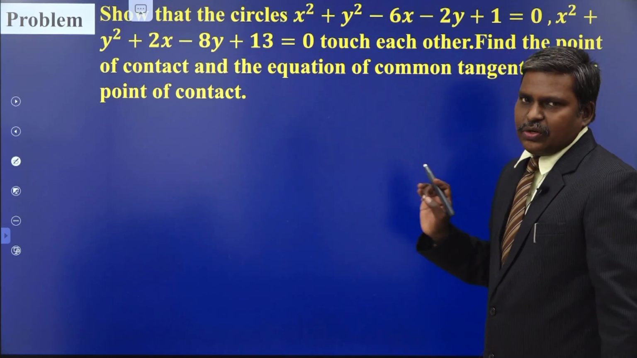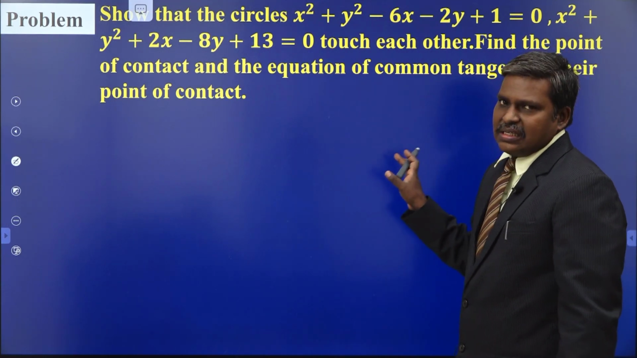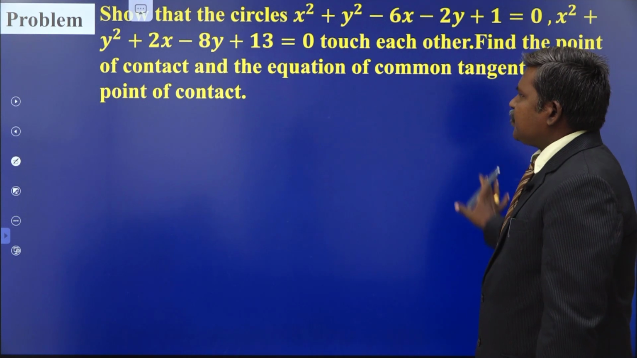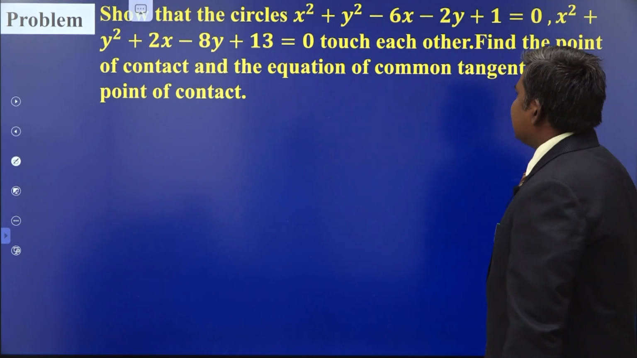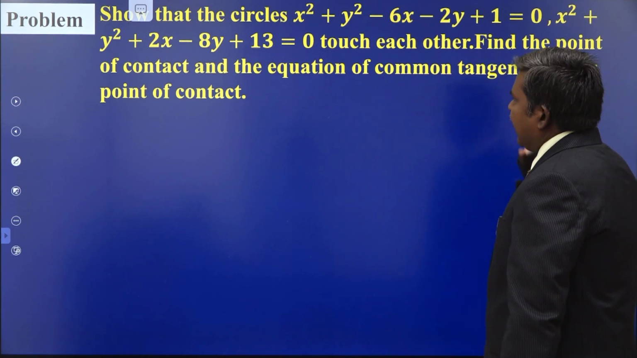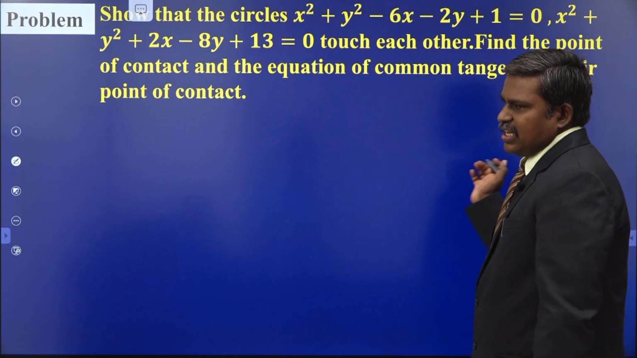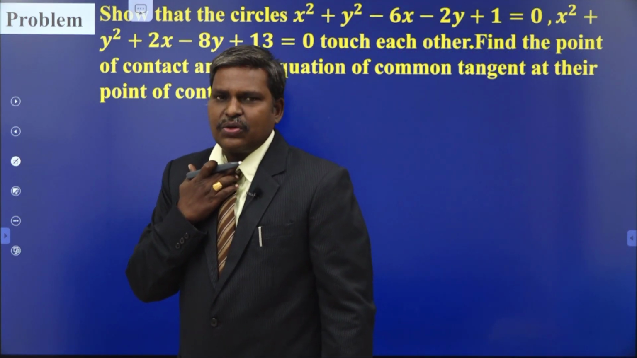Two circles are given to you. We have discussed very carefully about all these things. Once you know the concept related to that, all these problems you can easily crack. So we have to show that two circles touch each other, find their point of contact, and also find the equation of the common tangent at their point of contact. There are 3 questions asked here.